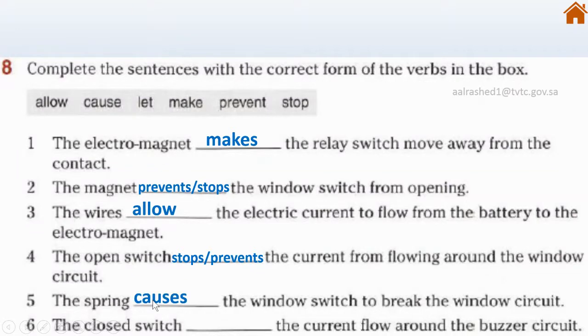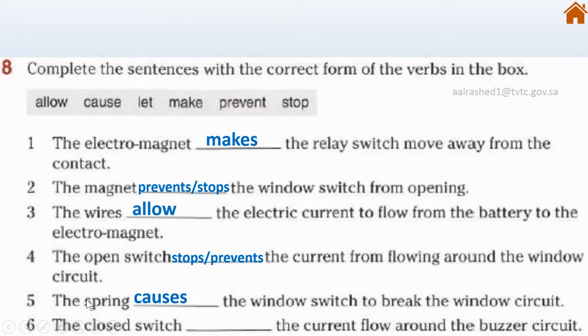Okay, the answer here is "causes," because the spring was the reason responsible for the window switch being broken. And also, "causes" comes with "to." You cannot use "cause" without the preposition "to."